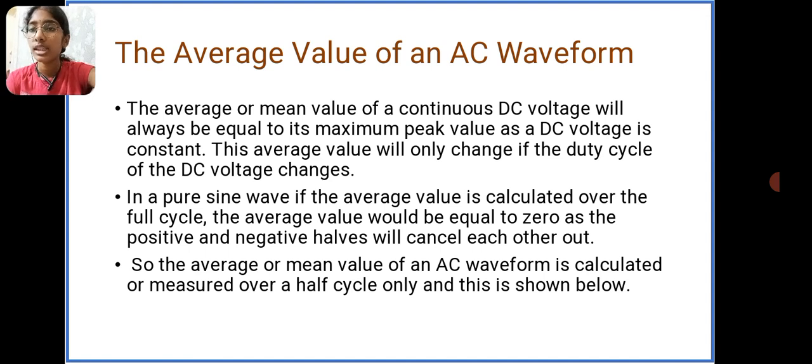In the pure sine wave, if the average value is calculated over the full cycle, the average value would be equal to 0, as the positive and negative halves cancel out. Why? Because the positive and negative halves cancel out. So the average or mean value of an AC waveform is calculated or measured over a half cycle only, and this is shown below.